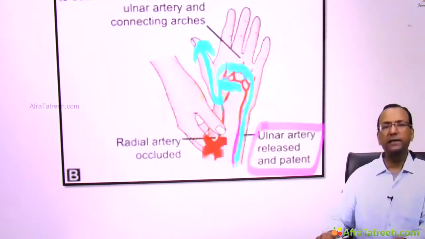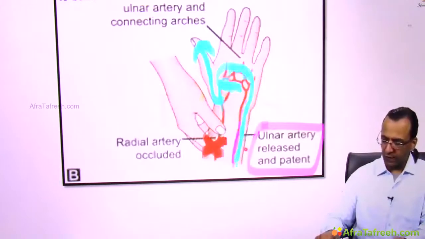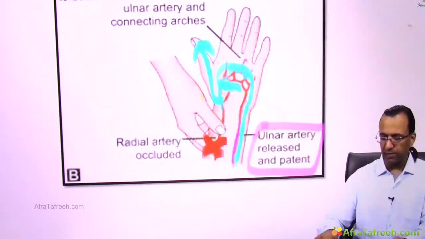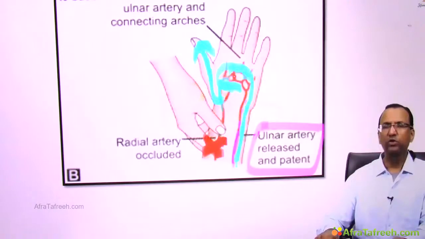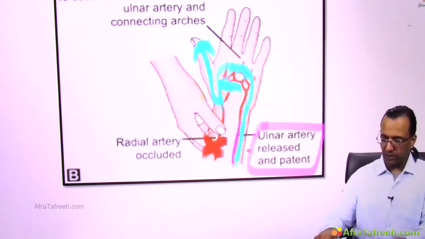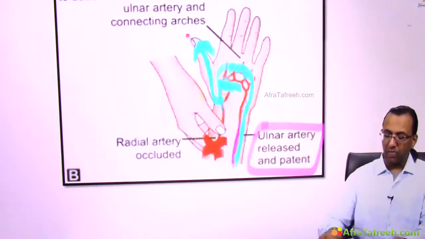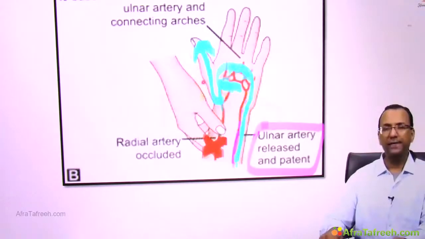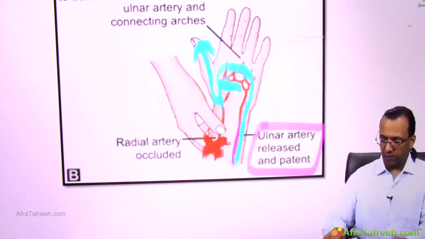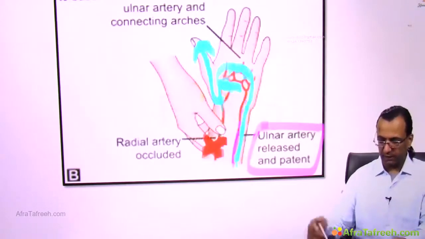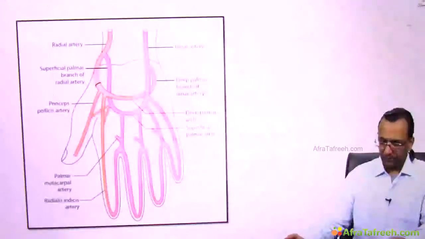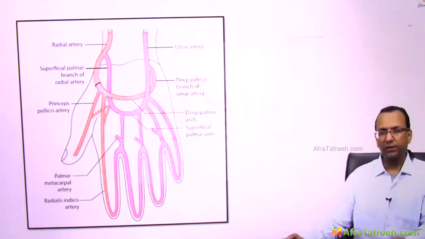You mean to say the Allen test is done to check the anastomosis between the superficial and deep palmar arch? Yes, also to check the patency of the ulnar artery. The Allen test is done to check the patency of the ulnar artery. Is it capable of supplying the thumb region or not in case of radial artery thrombosis? This is called the Allen test. Okay. What is this? This is about the two arteries which you have just seen.